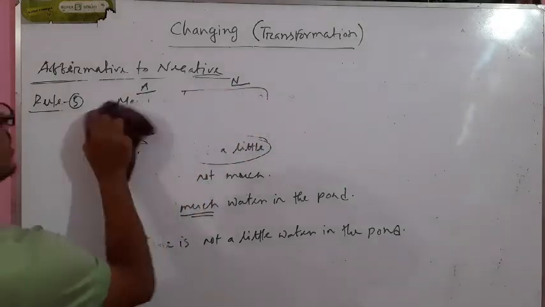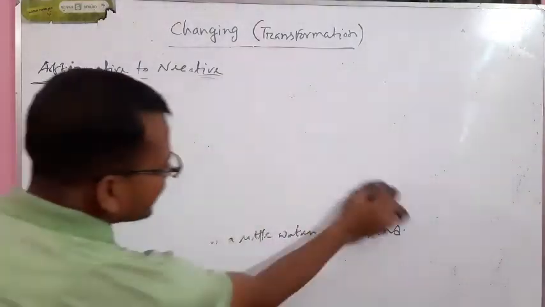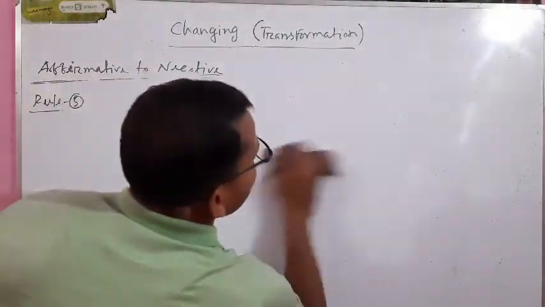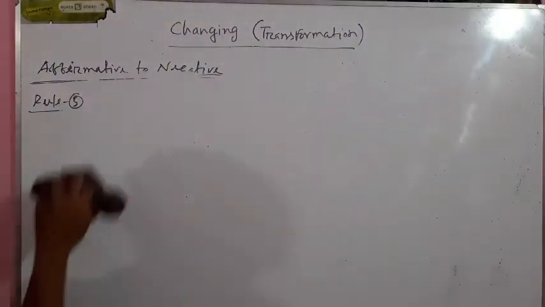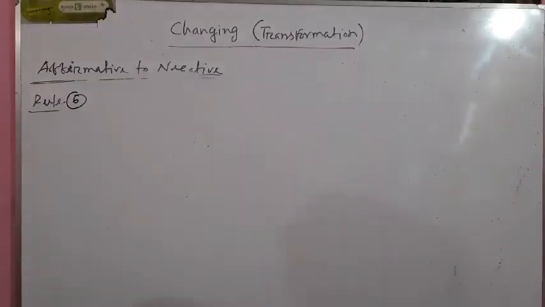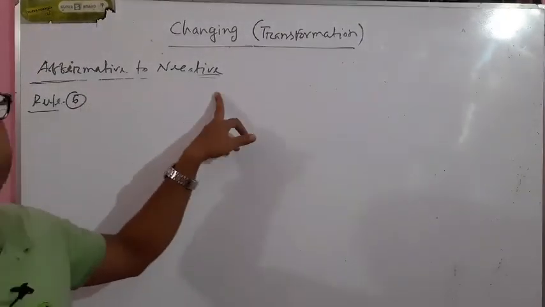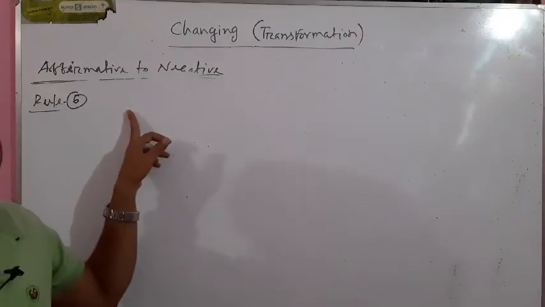Rule number 6. Remember, we are transforming from affirmative to negative. These rules are eligible for affirmative to negative. Final rule, rule number 6. Rule 6 is, sometimes we use opposite words while doing affirmative into negative. Opposite words. This rule is actually very much huge.